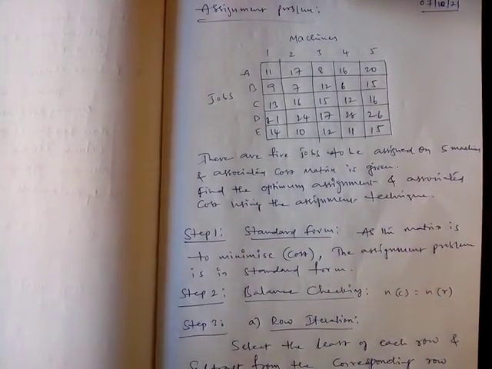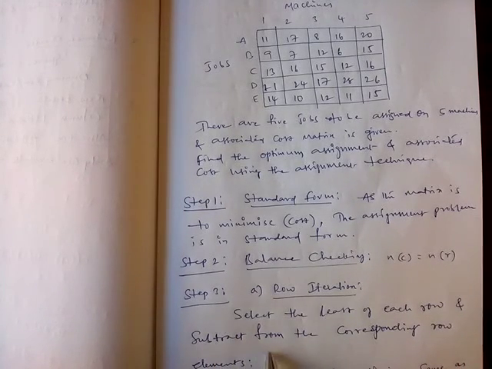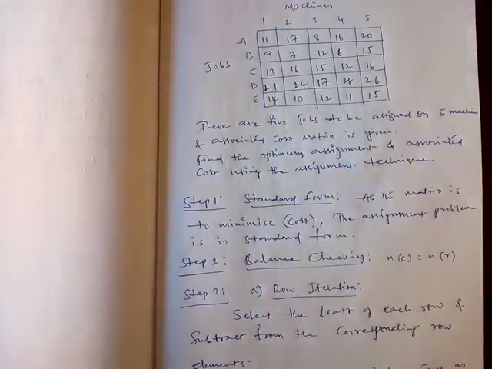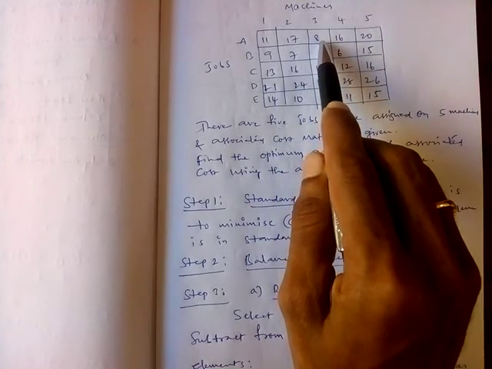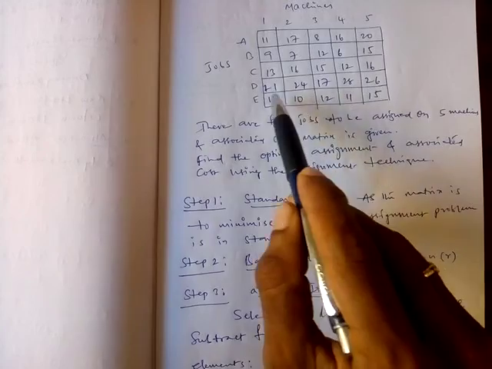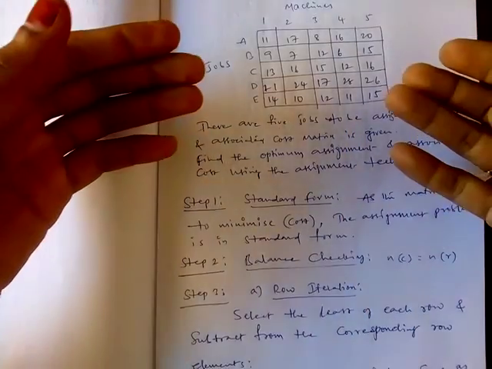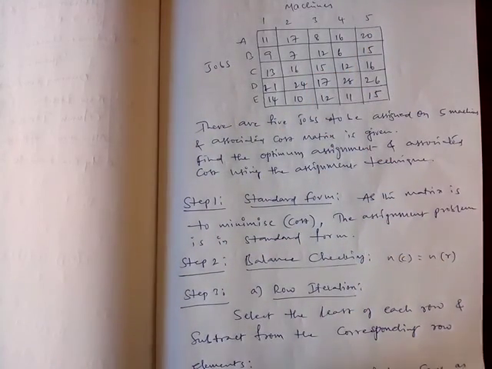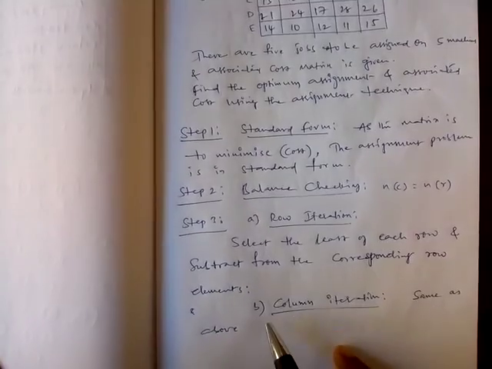Step number 3, row iteration. This is an important one here. Select the least of each row and subtract from the corresponding row elements. Here we have 5 rows. So select the least of each row. In this row 8 is the least. Subtract from each element, and 6 is the least in this row, and 12 is the least in this row, 17 is the least in this row, 10 is the least in this row, so that when we subtract these values we will get a revised matrix.